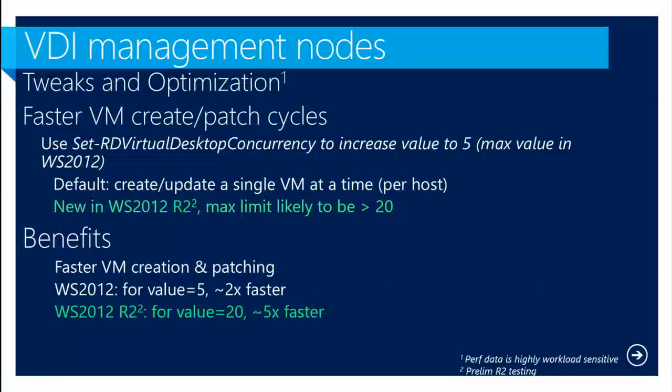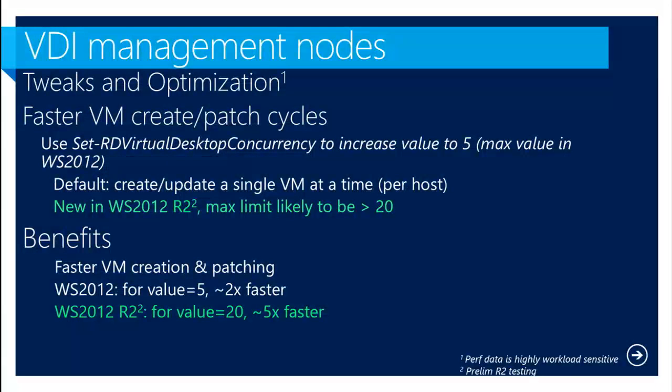Things to tweak. In 2012, by default, when we provision or update VMs or a collection, it's 1 VM at a time. That can take a long time. In 2012, we have a PowerShell option for setting what's called the concurrency value. And if you set that to 5, assuming your storage can handle it, and at the scales we're talking about, your storage probably is quite good, then you can provision about 2 to 3 times faster.